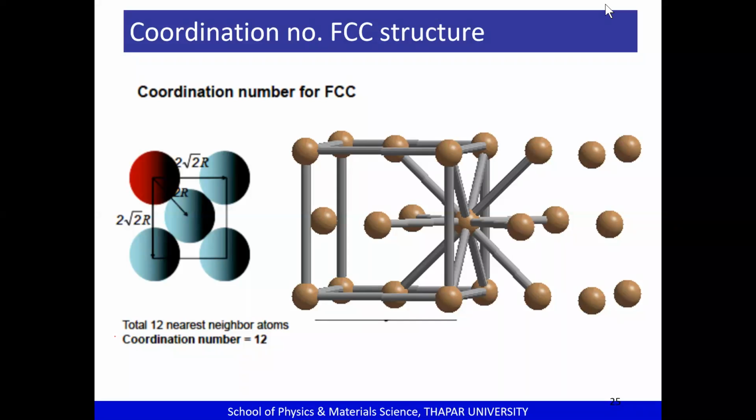There is a question about the coordination number of a body-centered cubic structure. In the next class, we are going to do the exercise where we will compute the coordination number for all the different non-primitive unit cells. So we will come back to this question in our next class.